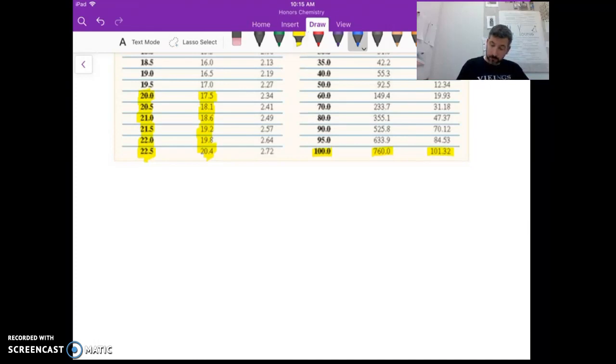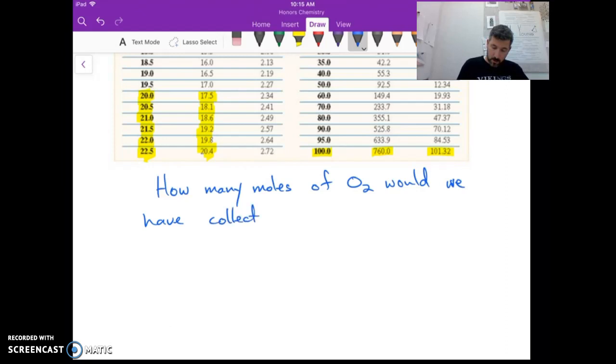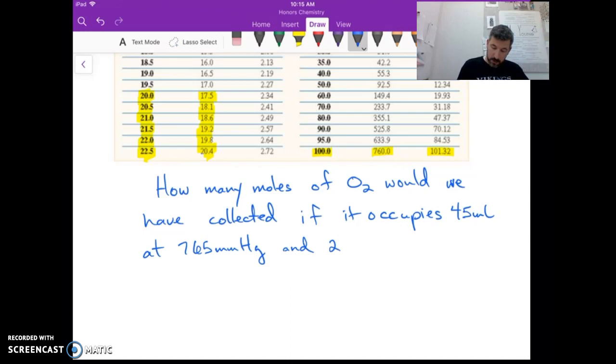Let's say we're collecting oxygen, and let's say, how many moles of O2 would we have collected if it occupies 45 milliliters at 765 mmHg and let's say 25.0 degrees Celsius, and we're assuming that this is being collected by water displacement, or collected over water.